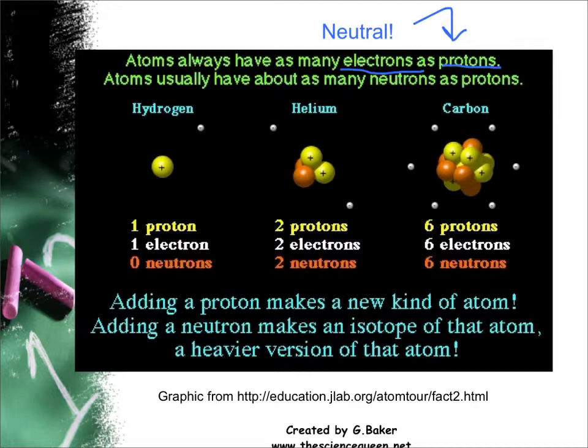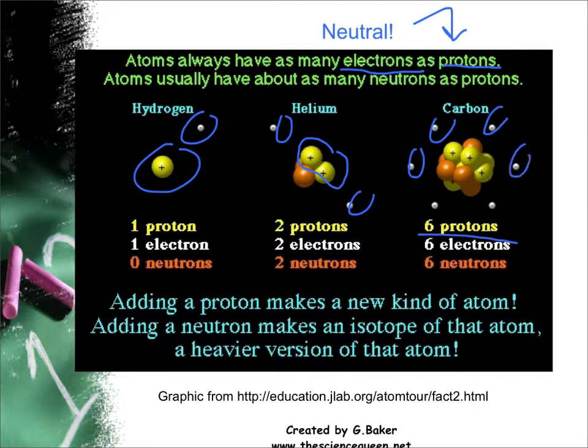As an example, hydrogen has 1 proton and 1 electron, proton, electron, same number. Helium has 2 protons and 2 electrons. Carbon, although you can't see them all in this little computer-generated picture here, has 6 protons and then 6 different electrons. That means we got 6 plus charges and 6 minus charges, giving us a total charge of 0, because it's neutral.